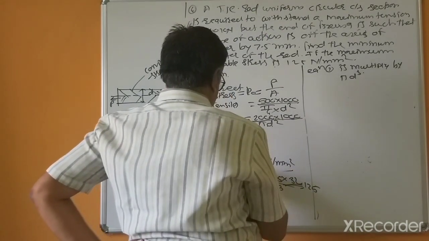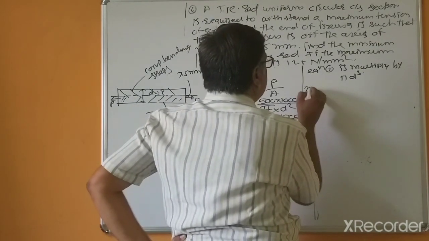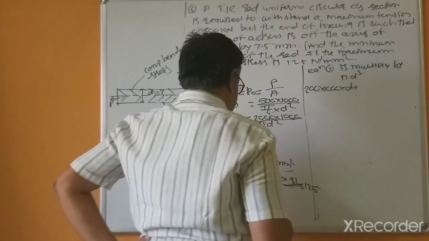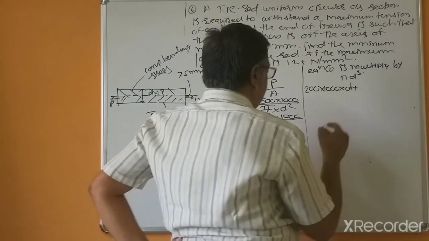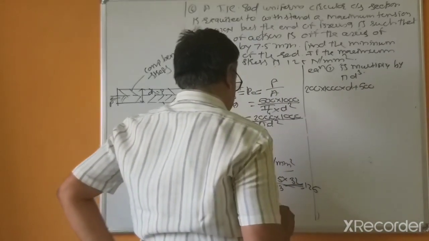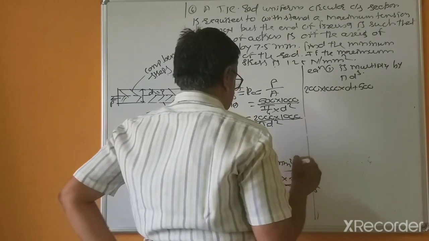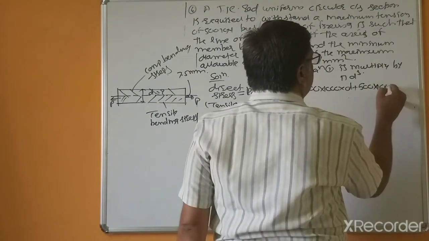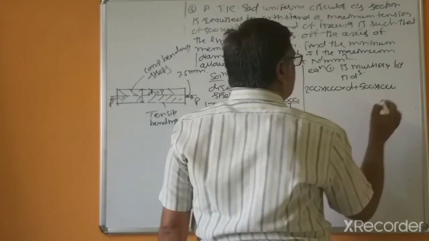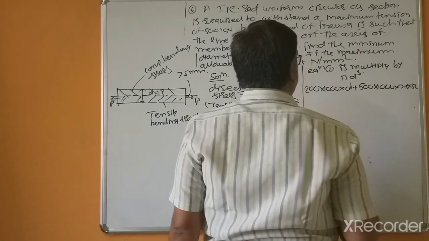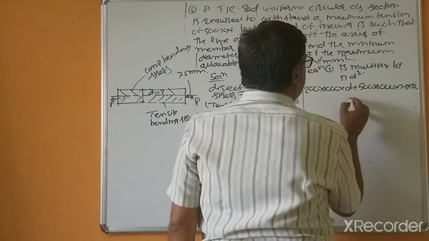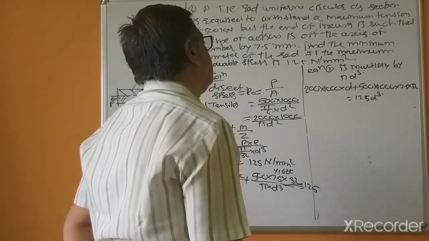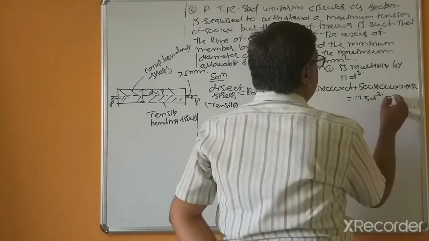That's why this is 2000 into 1000 multiplied by d plus 500 multiplied by 1000, because this is kilonewton and this is eccentricity, and that's why 1000 multiplied by 7.5 multiplied by 32 equal to 125 d cube, right? And this is pi d cube.